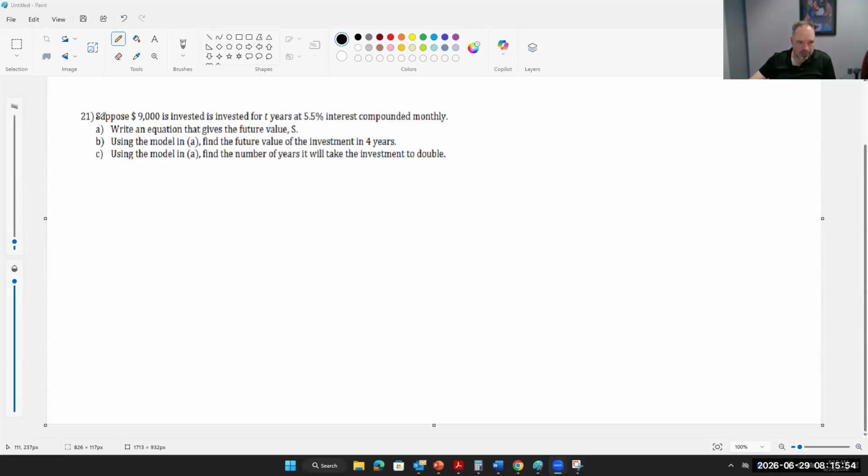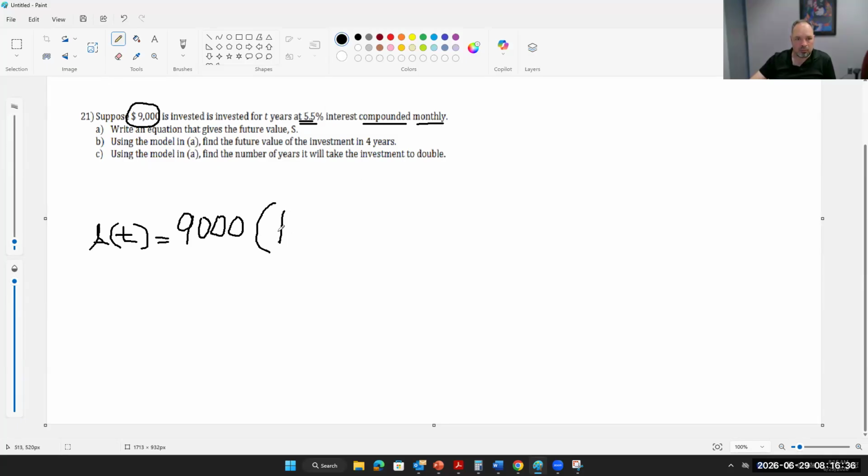All right, so this one says suppose $9,000 is invested. So usually investments are exponential growth. That says A of T. And the principal invested is always the initial value. Is invested for T years at this given rate, compounded monthly.